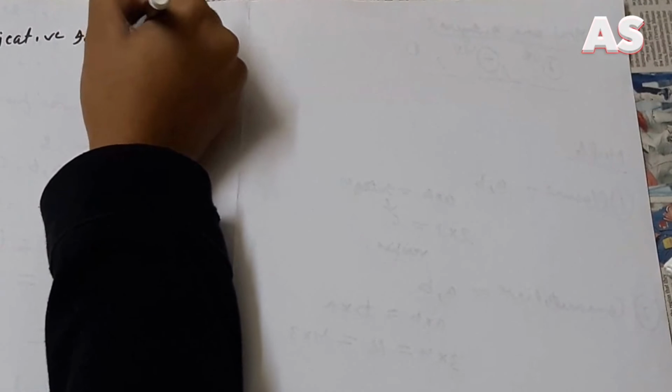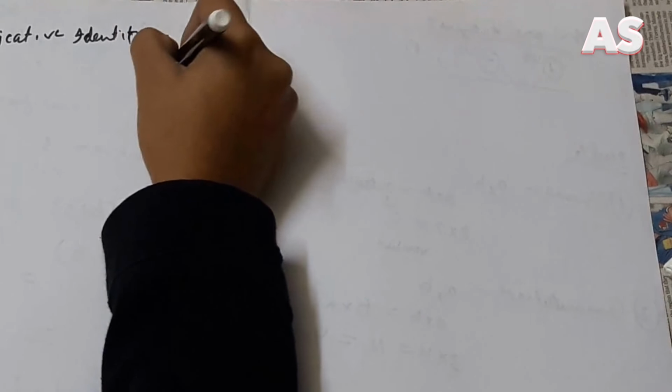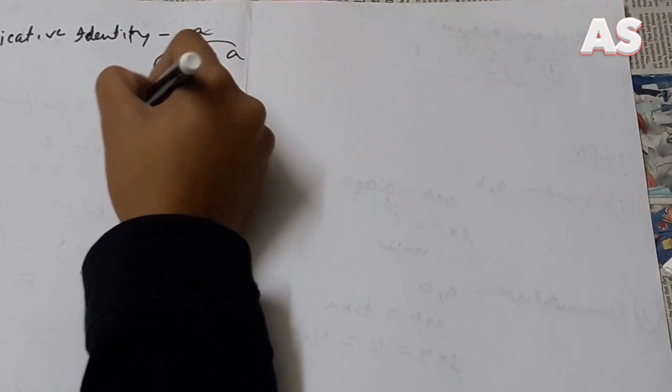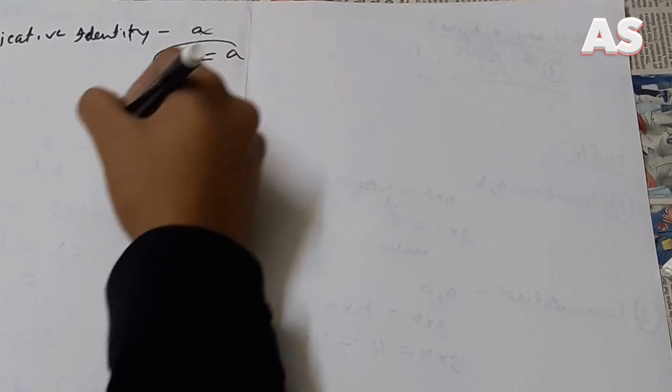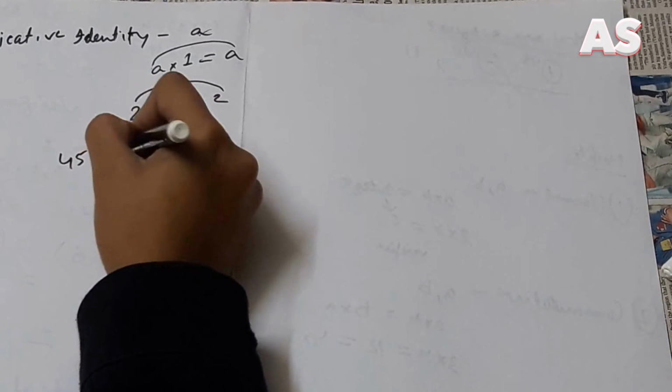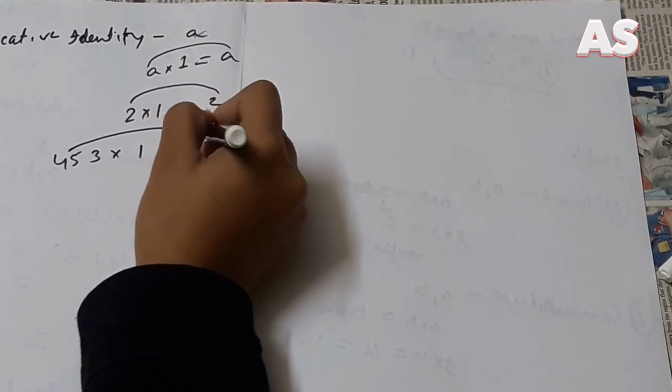The fifth property is the multiplicative identity. It says for any integer a, a into 1 will always be the number itself, that's a. For example, 2 into 1 is 2, which is the number itself. 453 into 1 is 453, which is the number itself.